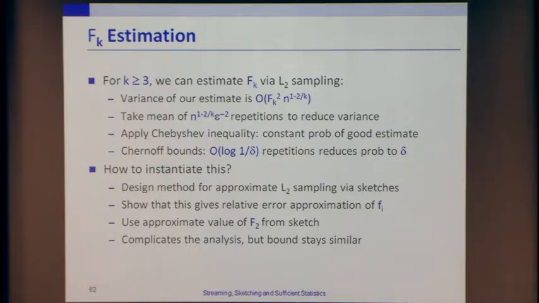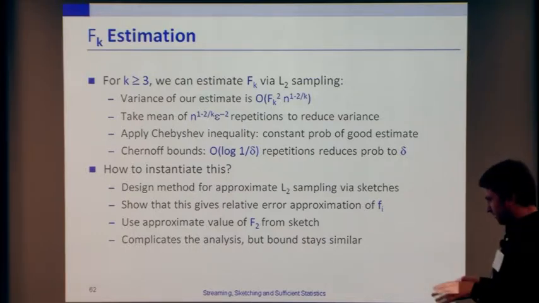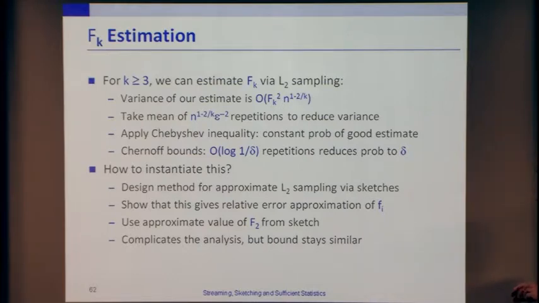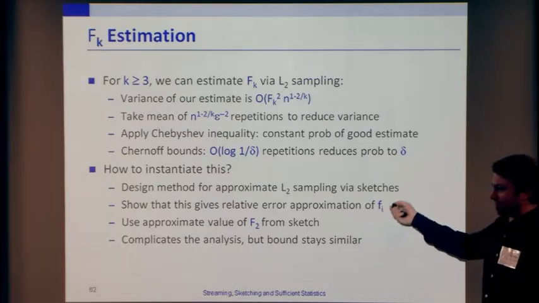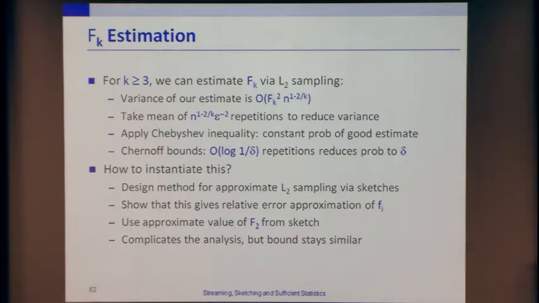So the only trickiness here is, how are we going to do the L2 sampling? We're going to design a method for approximate L2 sampling using sketches that we've seen already, and show that this gives us about the right distribution and the right information that we need about the frequencies. I'm going to be a little bit sketchy with the details because we're going to have some relative errors creeping in. I'm going to do the analysis assuming we have exact values and hand wave a bit: you just add some epsilons into the analysis and it all goes through.